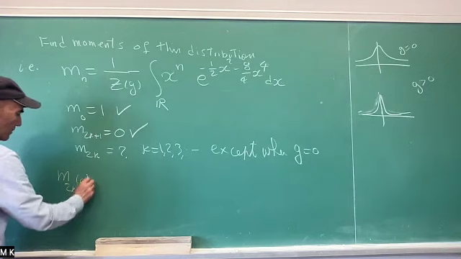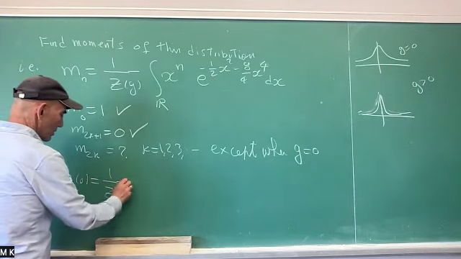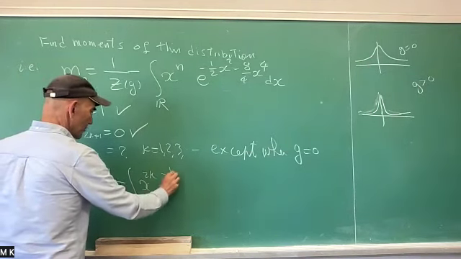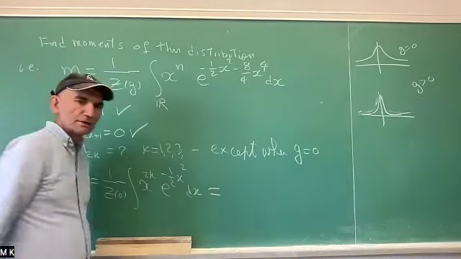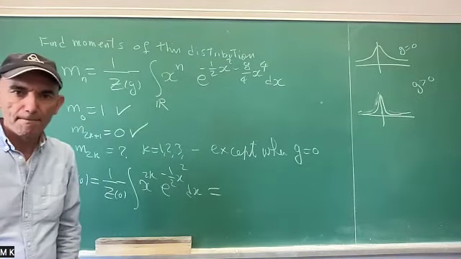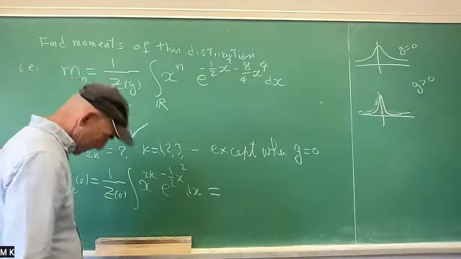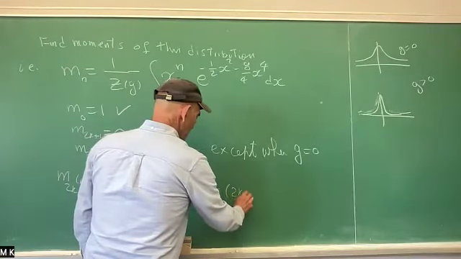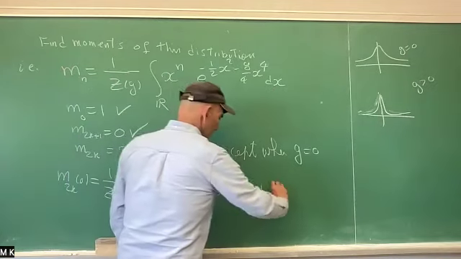M_{2k}(0) is 1 over Z(0) integral x^{2k} exponential of minus 1/2 x squared dx. Do you remember what that number was? I think it was (2k minus 1) double factorial, the product of the odd numbers. Exactly. That's (2k minus 1) double factorial. So the product of all odd numbers, exactly.